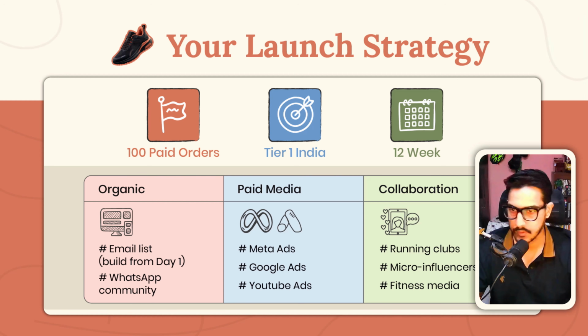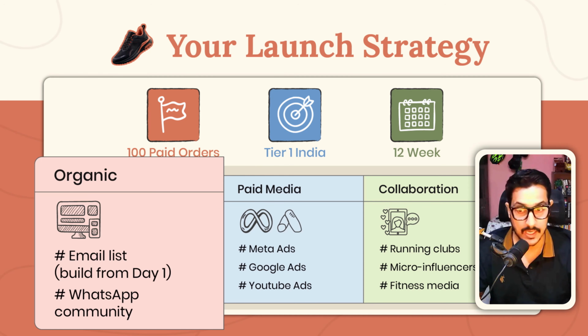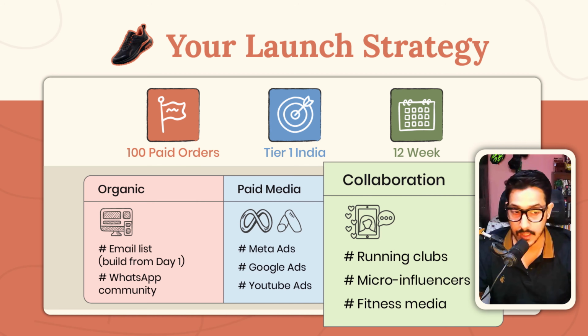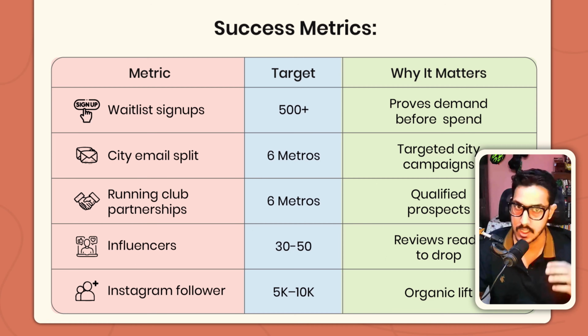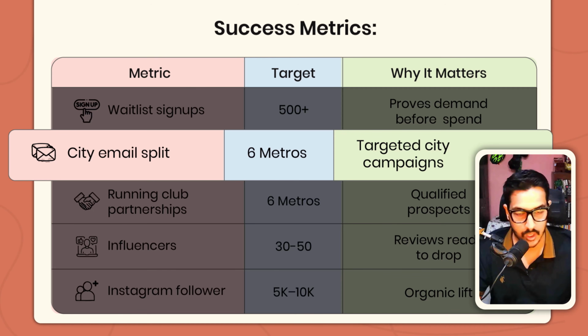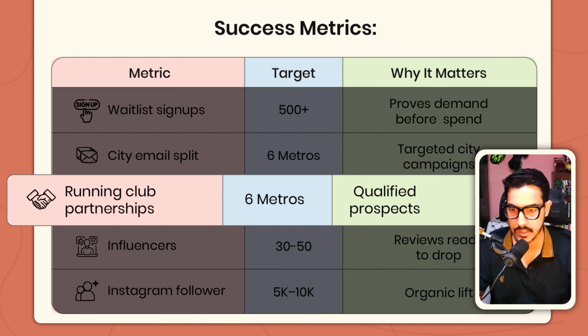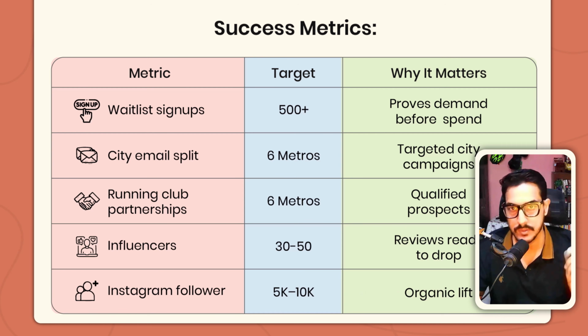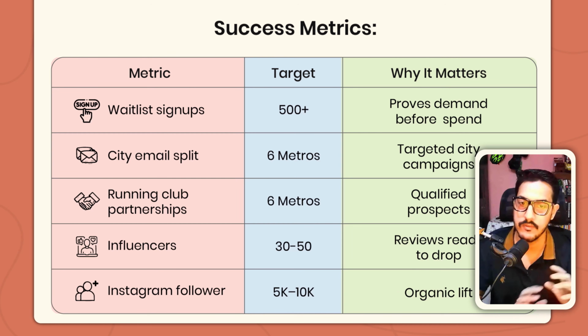So it's set up organic. You have to build your email list from day one. Very important. You have to build a WhatsApp community, paid media, all these channels, collaborations, running clubs, influences about running, and then it has also given me targets, some things that me and my team can go after. Email waitlist signups 500, city email split, which means every one of the 6 metros, we go after that. We have running club partnerships in 6 metros. We have 30 to 50 influencers. So these are targets, specific, tangible targets that you can go after. So it's a well formed launch strategy.